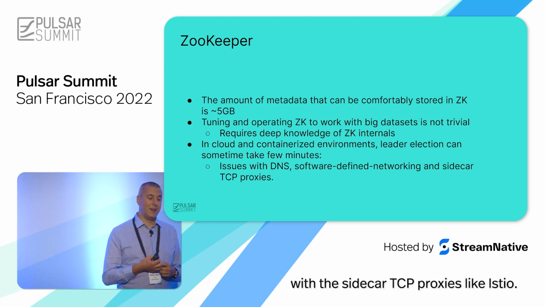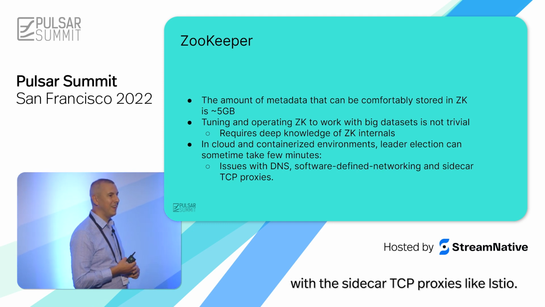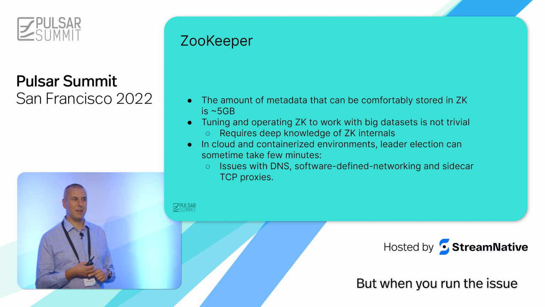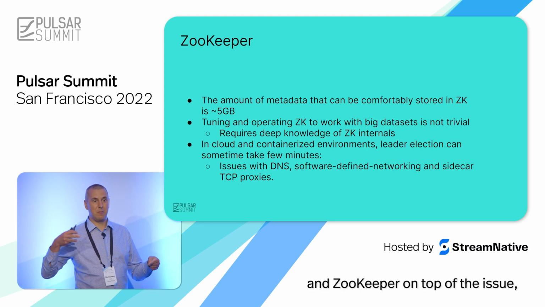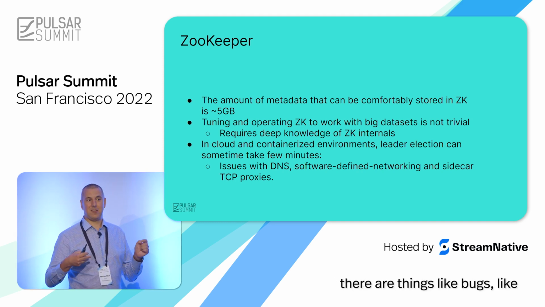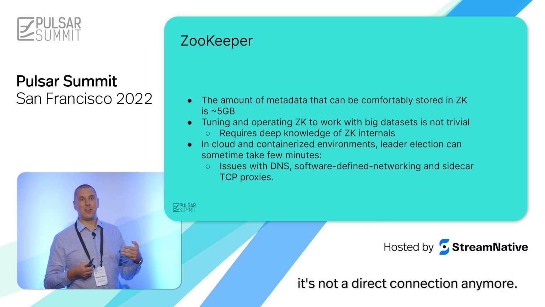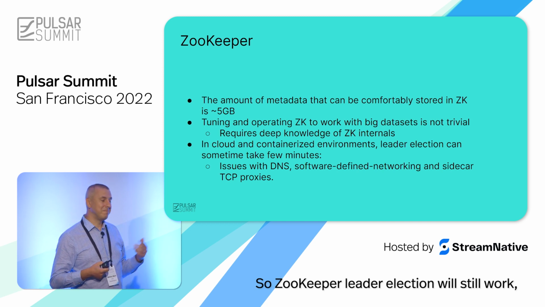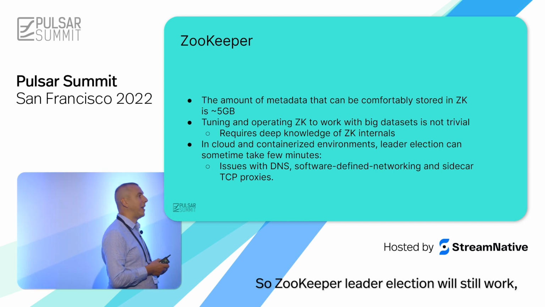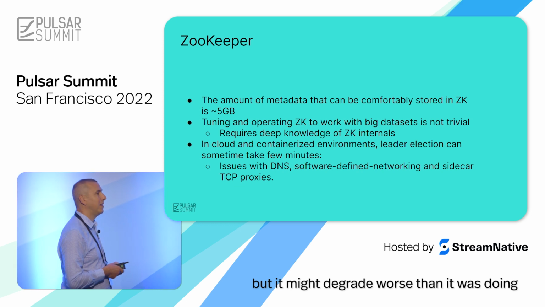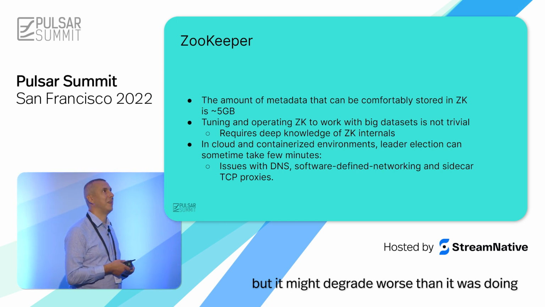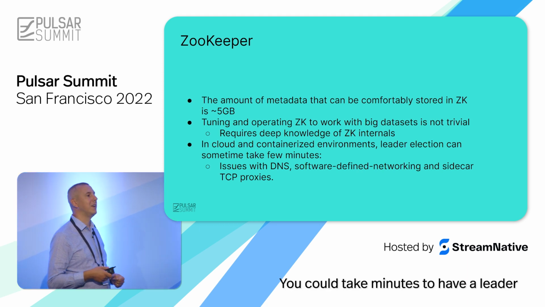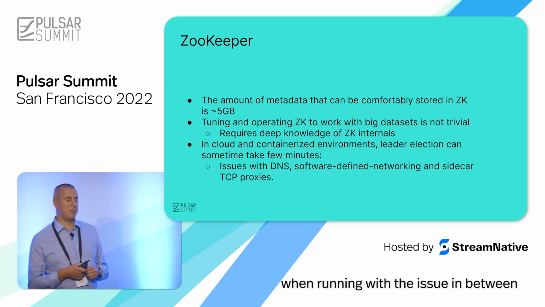For example, with sidecar TCP proxies like Istio. Yes, you can enable Istio in your Kubernetes cluster, and it's almost the same, but when you run ZooKeeper on top of Istio, there were bugs, because it's not a direct connection anymore. Now you have a TCP proxy in between. ZooKeeper redirection will still work, but it might degrade worse than it was doing on bare metal. For example, it could take minutes to have a leader when running with Istio in between.